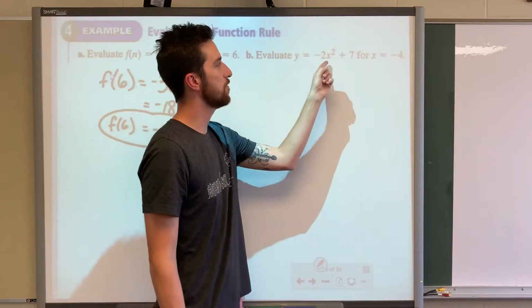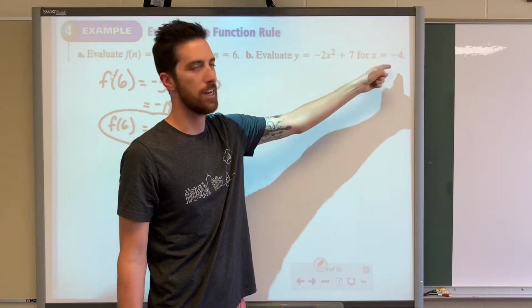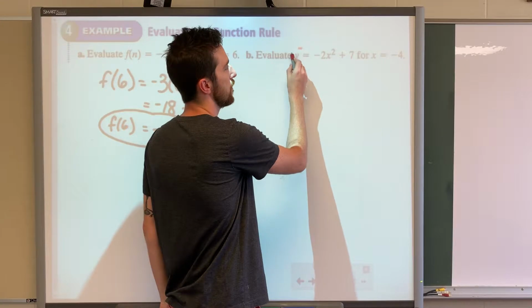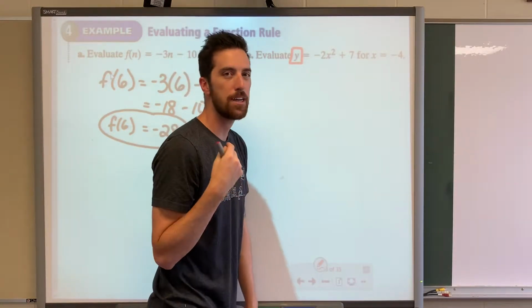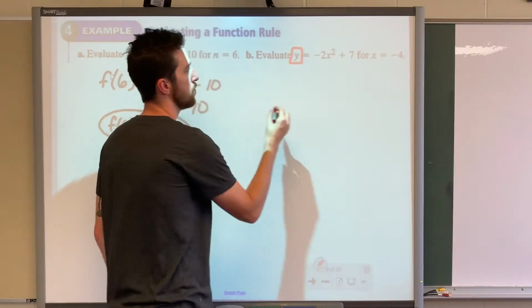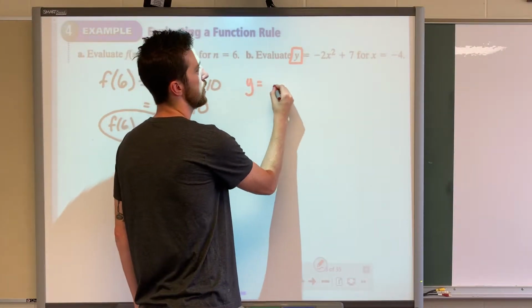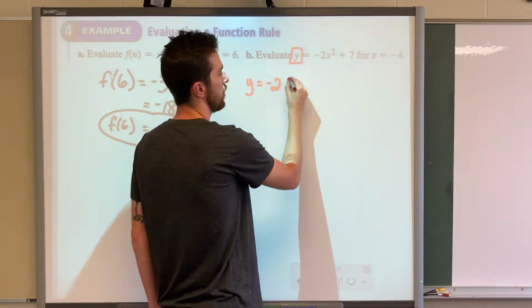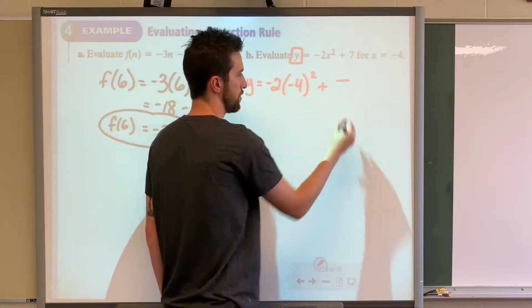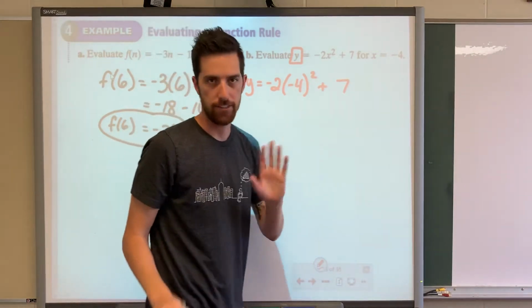Evaluate y equals negative 2x squared plus 7 for x equals negative 4. Again, f of x, that's going to mean the same thing as y. So we don't need to do anything, we can keep it y. But we're going to substitute in negative 4 for x. The y stays, it hangs out.